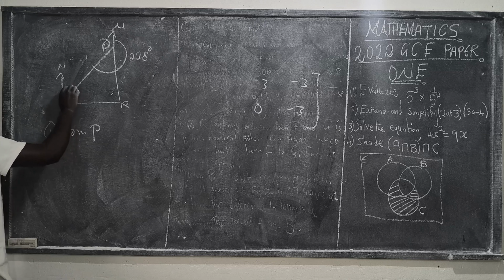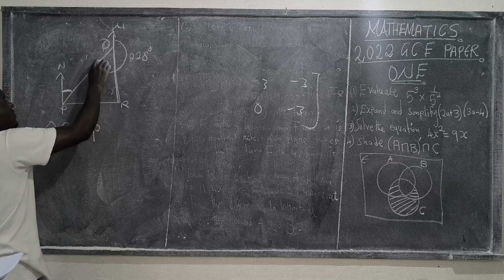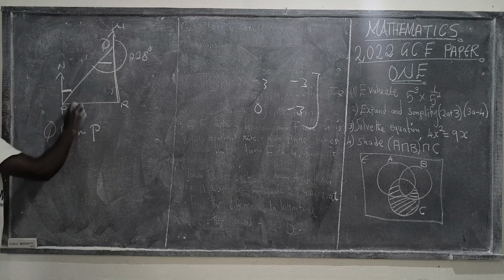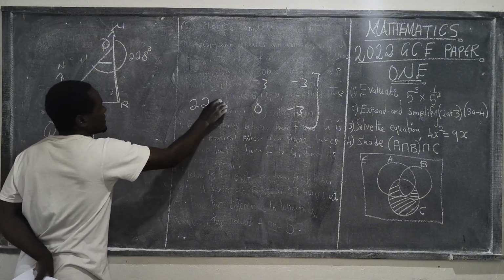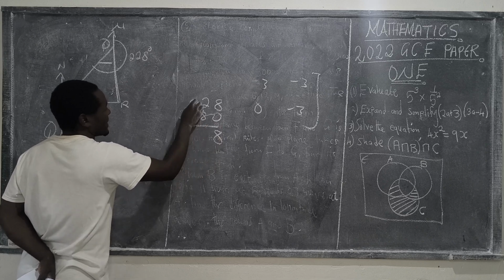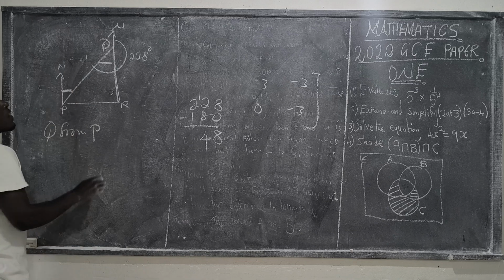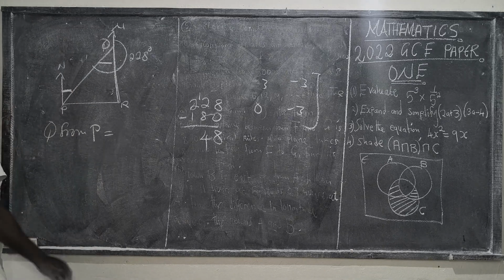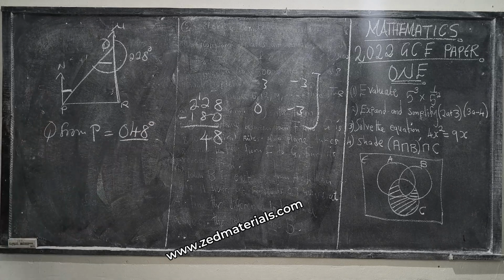So what are you going to do to find this one? This is a straight line which adds up to 180. So the angle which is here is equal to the angle which is here. So you just do 228 minus 180, which will give you 8 minus 0, it is 8. Get the 1 there. 12 minus 8 is 4. So this is 48 degrees. Now in bearings, we deal with three-figure bearings. So you just say 048 degrees. That is your answer. Done and dusted.